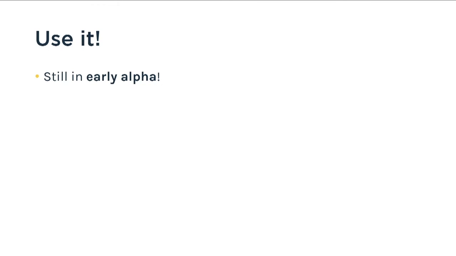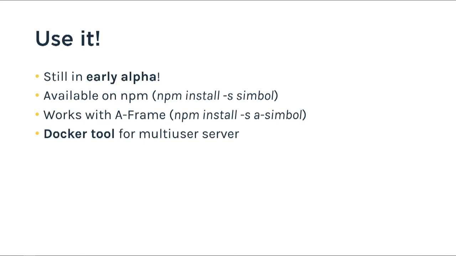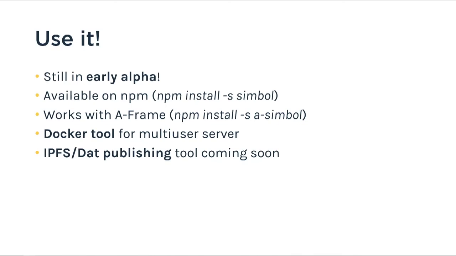So it's already live in early alpha. Many core features are being released in the coming weeks, in the coming month, and it is still buggy, but it's on NPM, so please give it a go. There's also an A-Frame component. A-Frame is the most popular web VR framework out there. We're also working on a Docker tool, so you can publish your own signaling server to back up the social experience for your virtual worlds. And we're also soon going to be releasing a tool to easily publish and update your virtual world on the IPFS and DAT network. So thank you very much.